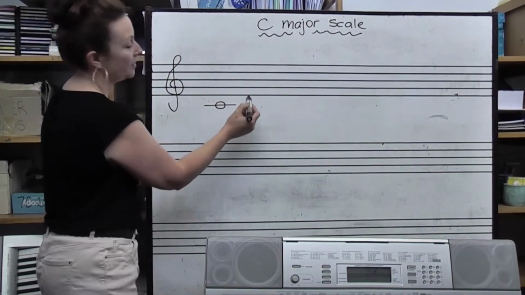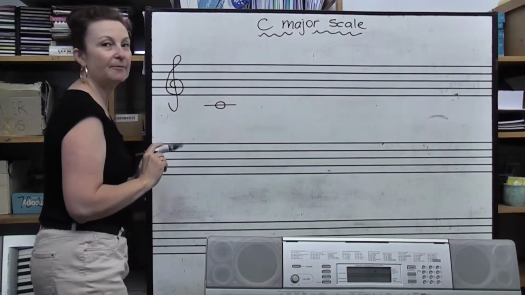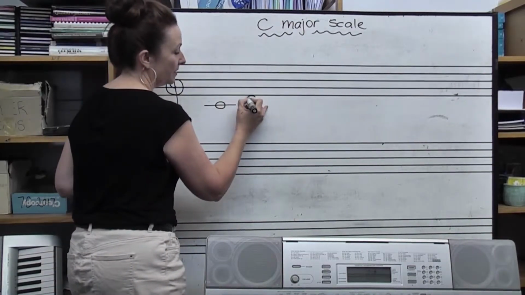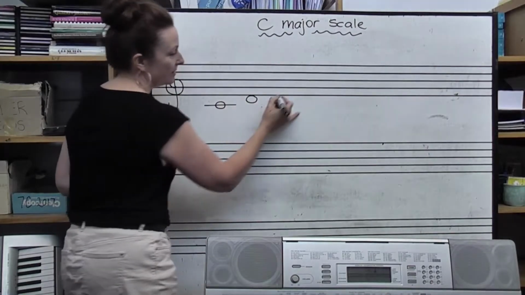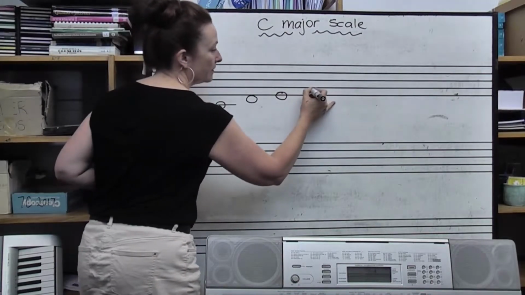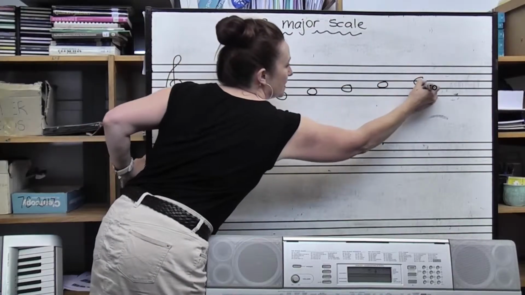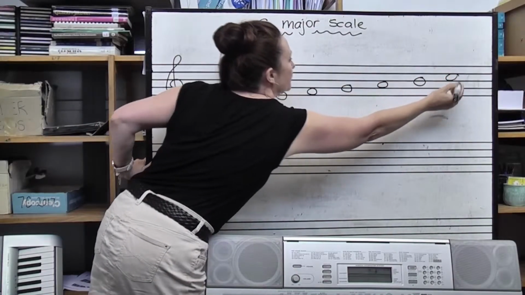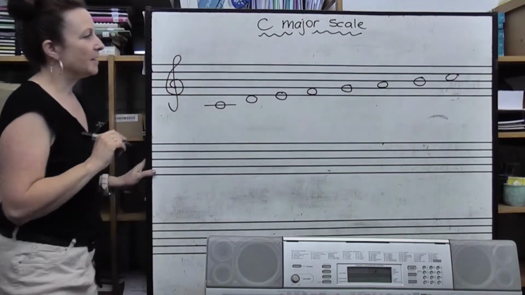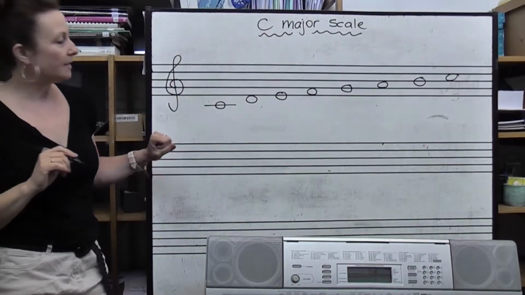This is a line, so we're going to go space, line, all the way up for 8 notes. It's 1, 2, that's the space hanging down, 3, 4, 5, 6, 7, 8. There's no key signature in C major, so we're not going to have to worry about any accidentals.